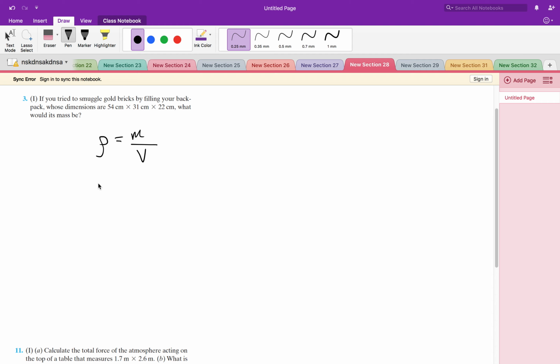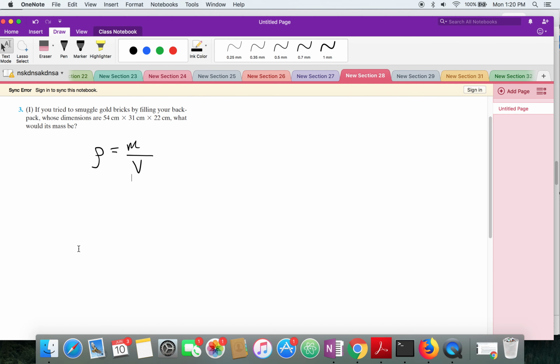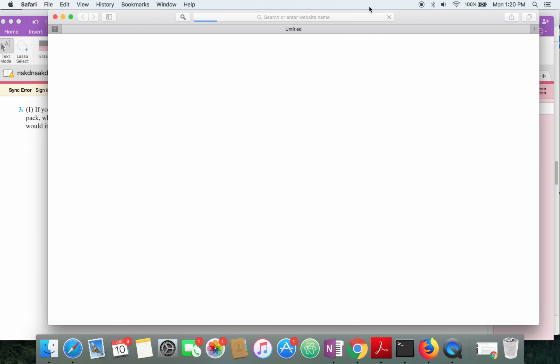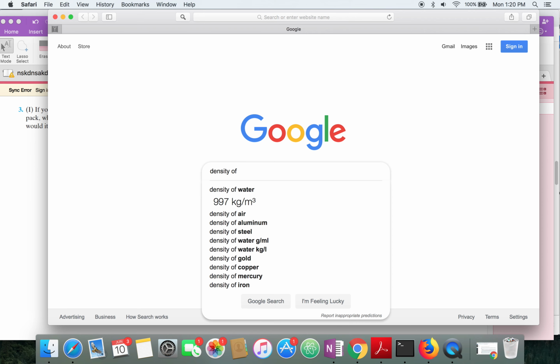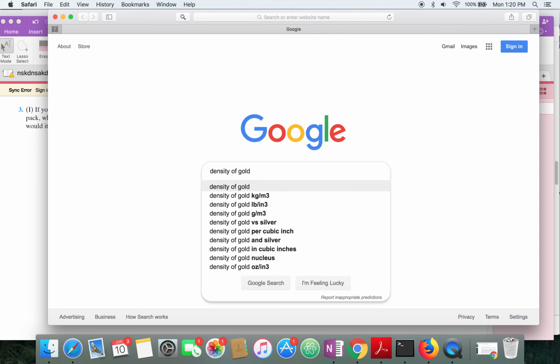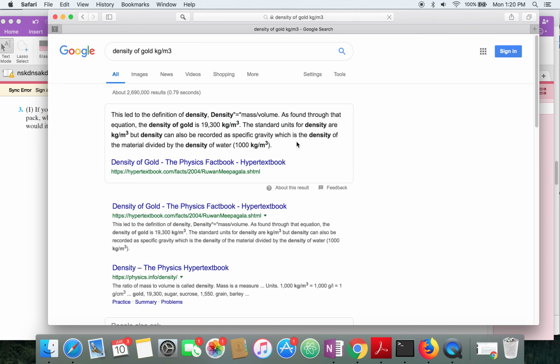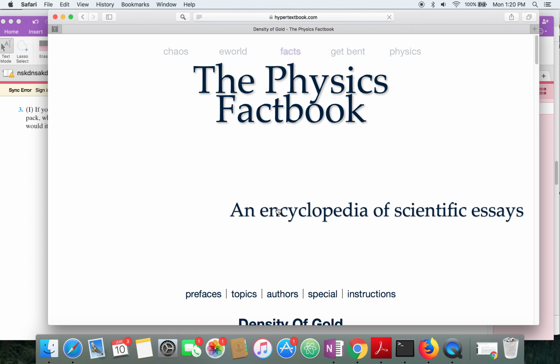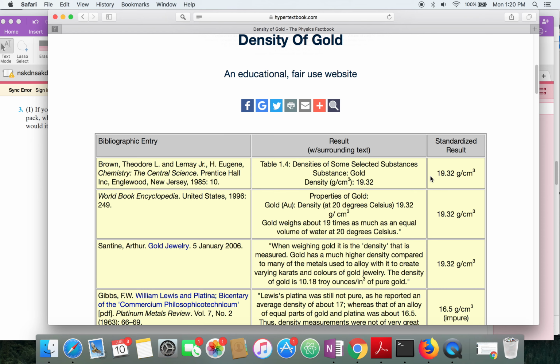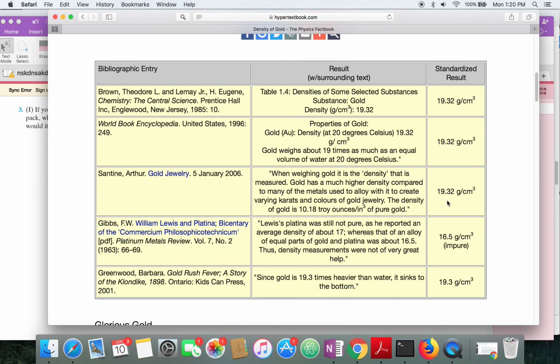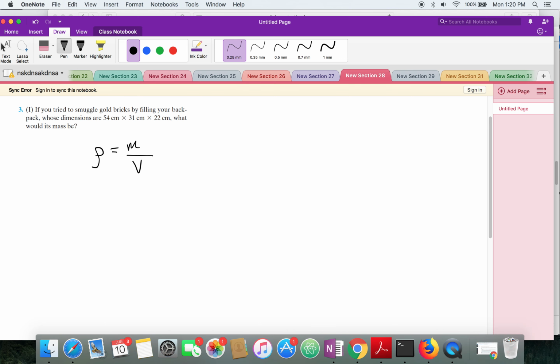And here we're dealing with gold, right? So we need to look up the density of gold, and I actually don't have that off the top of my head, so I'm going to pull that up right here. Density of gold. And we want to work in kilograms per cubic meter. Let's see what that is. Density of gold. This is in grams per cubic centimeter. We'll leave it in this, 19.32 grams per cubic centimeter.